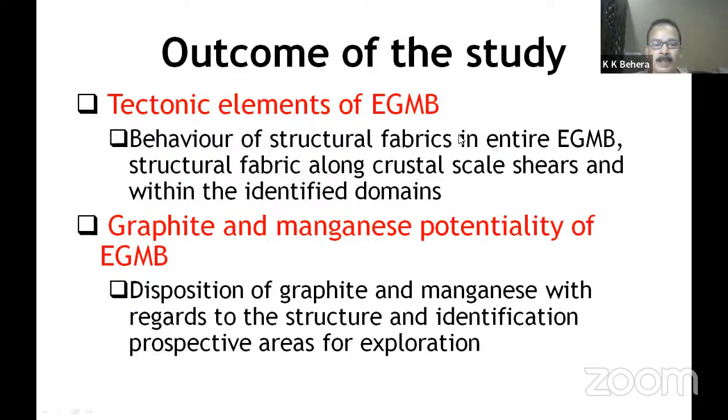One is the tectonic elements of Eastern Ghats mobile belt, where we have shown the behavior of structural fabric in the entire Eastern Ghats mobile belt, and structural fabric along crustal shears as well as within the identified domains. Second is graphite and manganese potentiality, where we have shown the disposition of graphite and manganese with regard to the structure, and we have identified prospective areas for exploration.